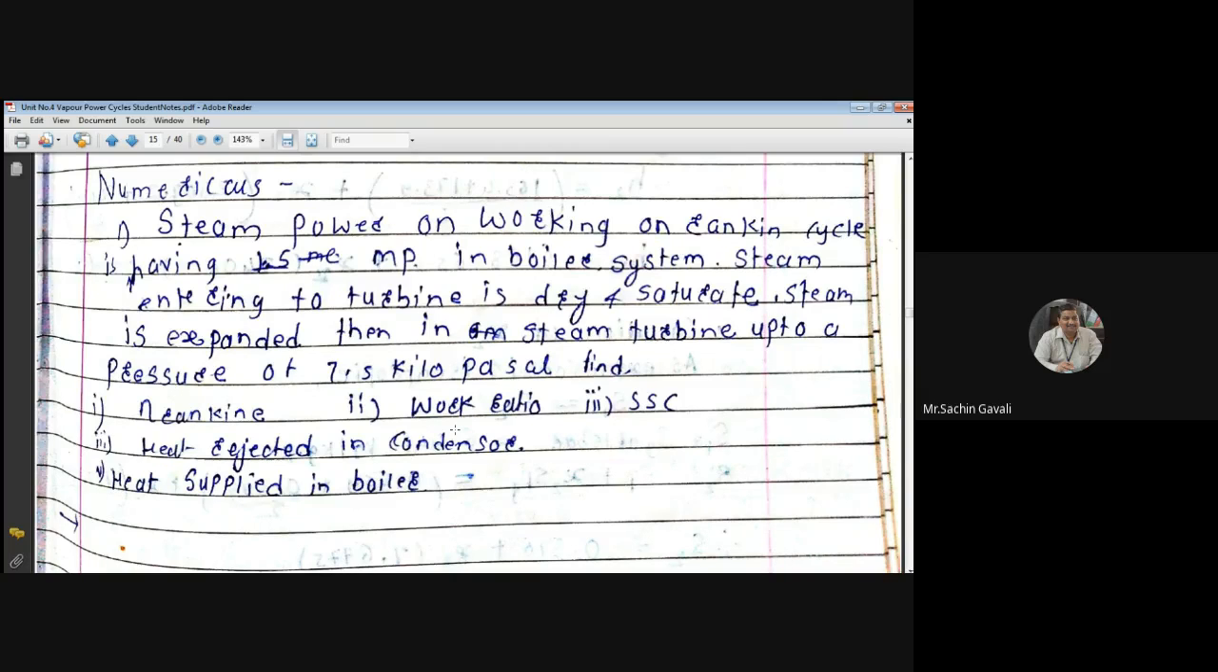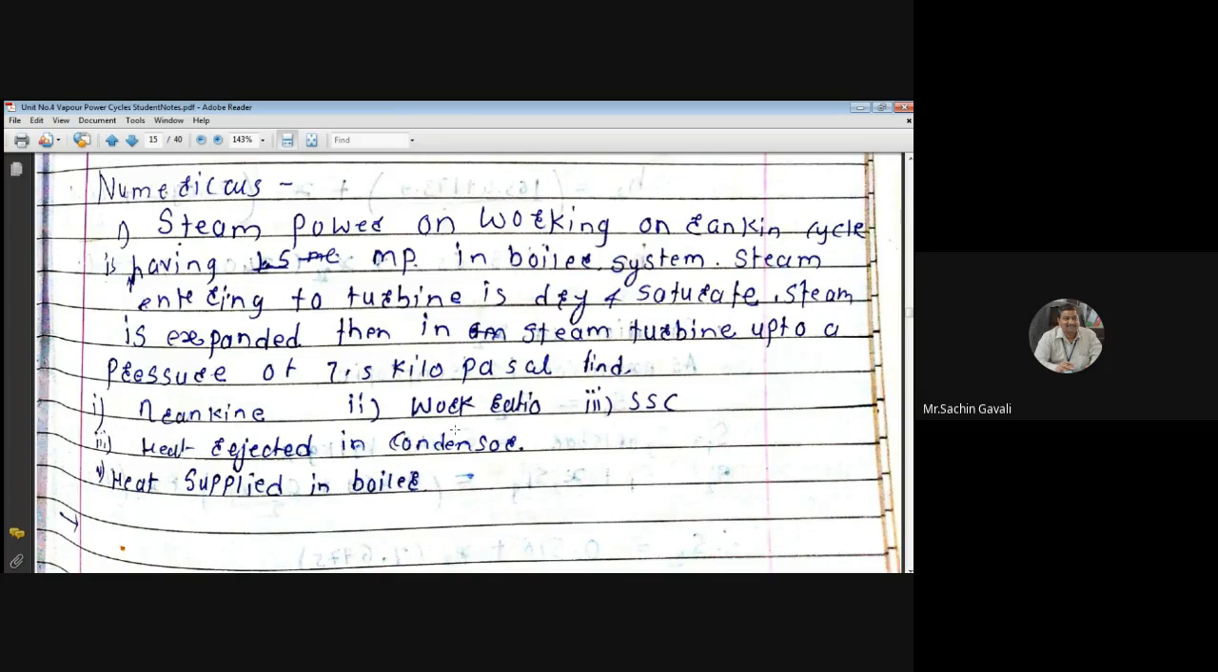Okay, steam enters the turbine, is dry and saturated, and is expanded in a turbine up to a pressure of 7.5 kilopascal.